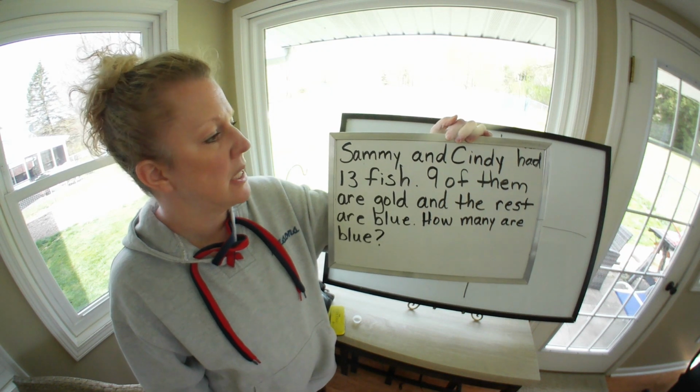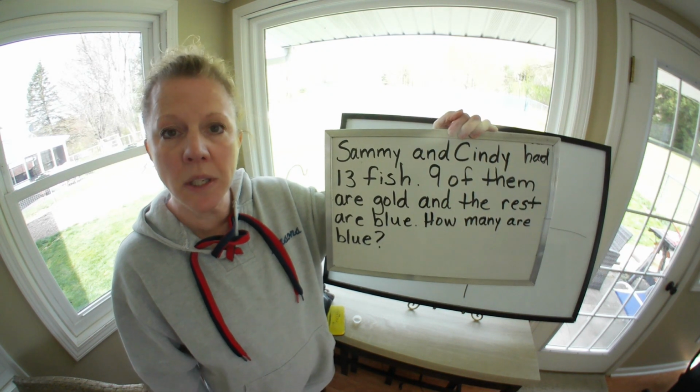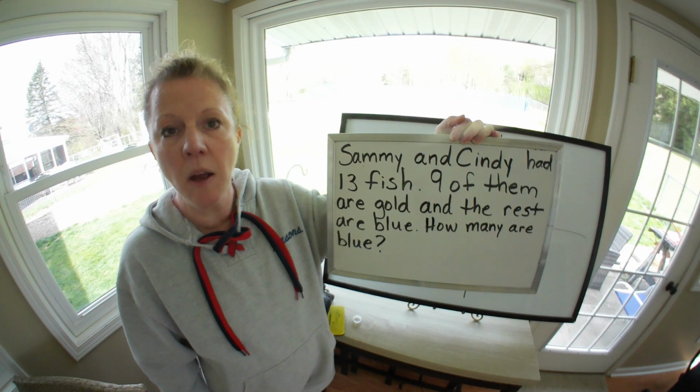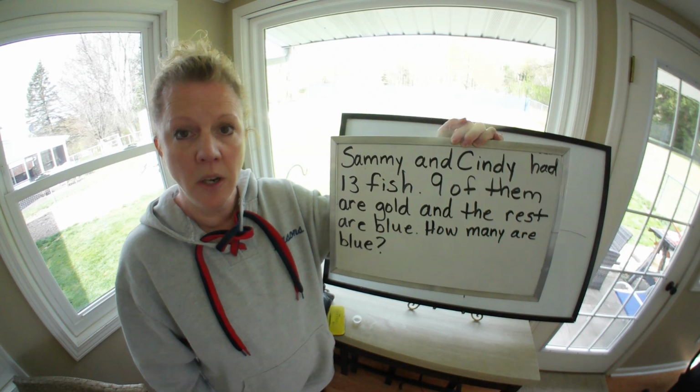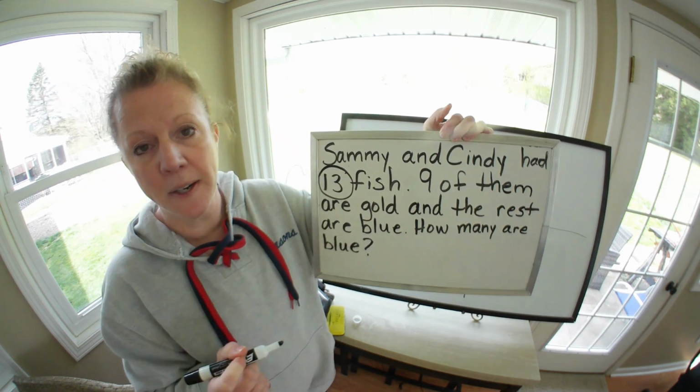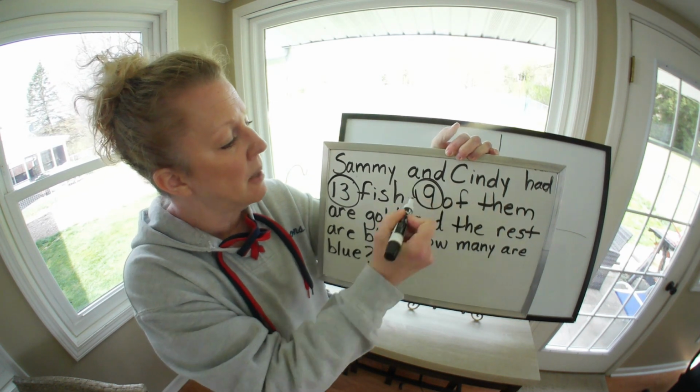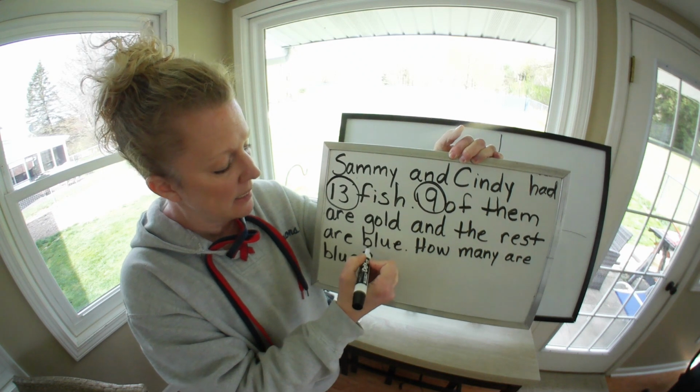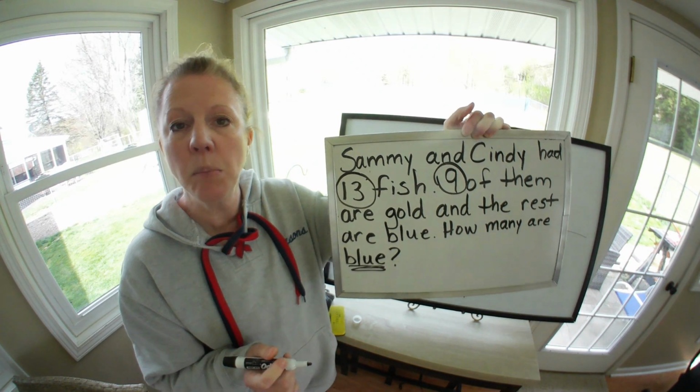Today's problem is this. Sammy and Cindy had 13 fish. 9 of them are gold and the rest are blue. How many are blue? So we know that they had 13 altogether. And we know that 9 of them are gold. But what we're trying to find out is how many are blue.